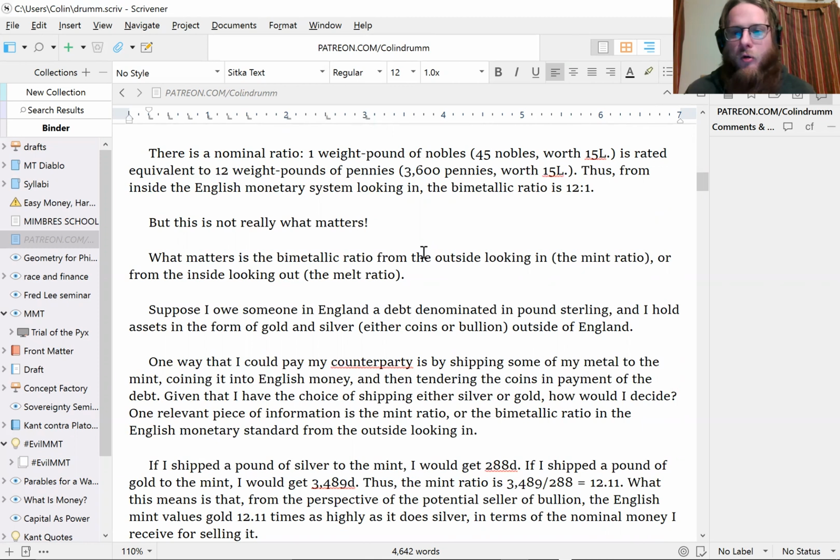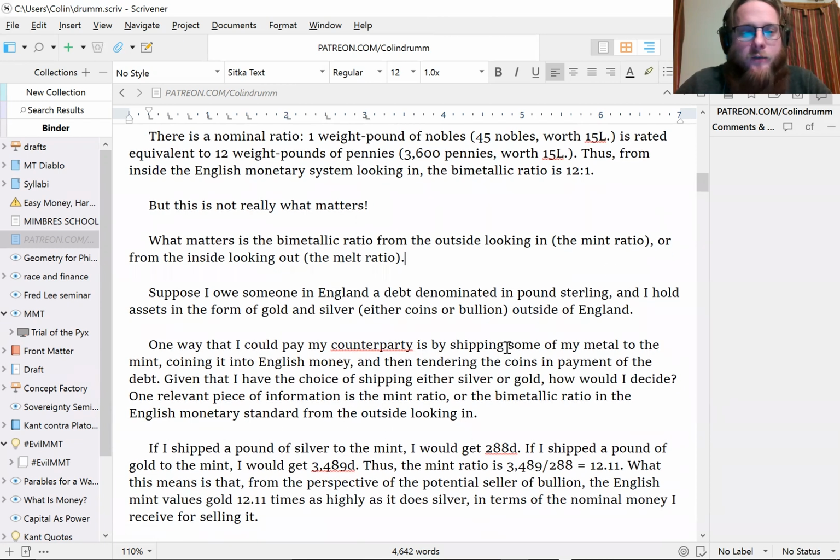A lot of times in books about the history of the mint, you'll read about the bimetallic ratio. Well, there isn't one bimetallic ratio. In fact, there's a number of them, and it's the spreads between these different ratios that really matter. So there are two ratios we really need to think about. One is the bimetallic ratio from the outside looking in, which is the mint ratio. The other is from the inside looking out, which is the melt ratio.